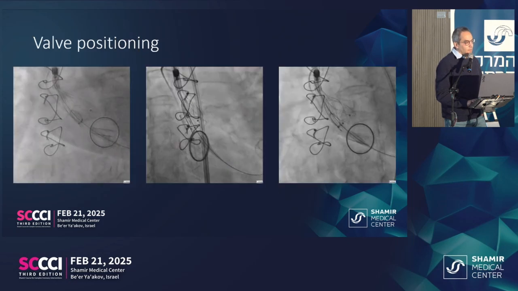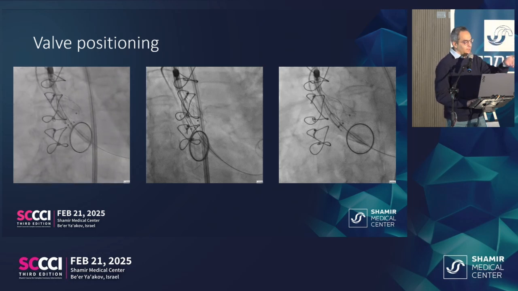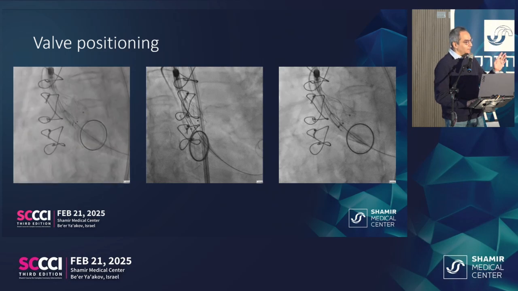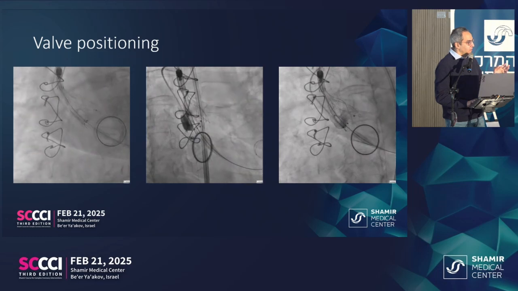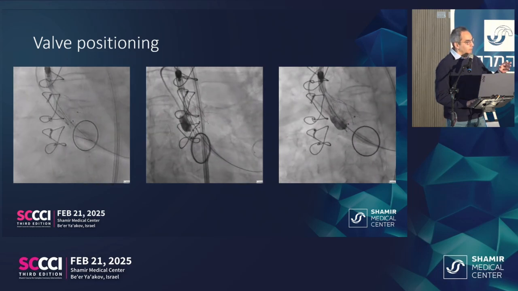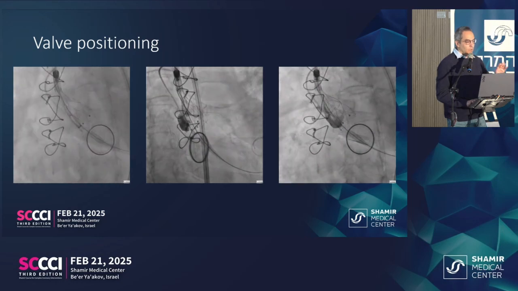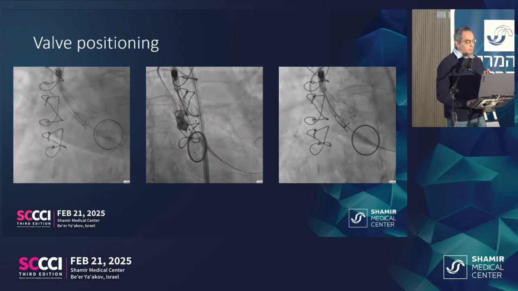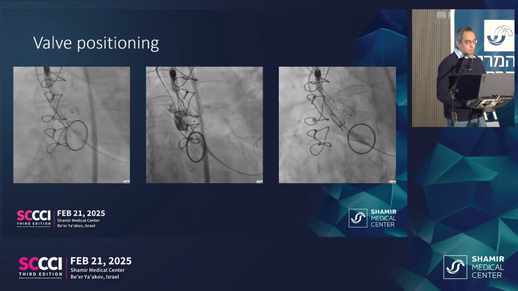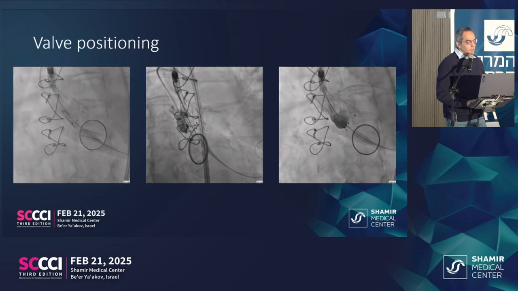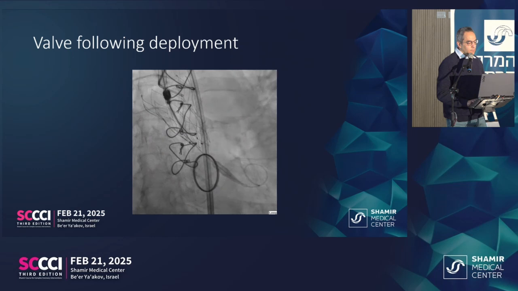And as I'm always told, Professor Barbash, say fluoro, and I didn't say fluoro. So I don't have the implantation itself, but I do have 3 images of valve positioning, and trust me, the right one is really just a second before I release the valve. So I'm positioning it, I'm relatively happy. I try to be higher rather than lower because of the mechanical valve. And this is what I got.